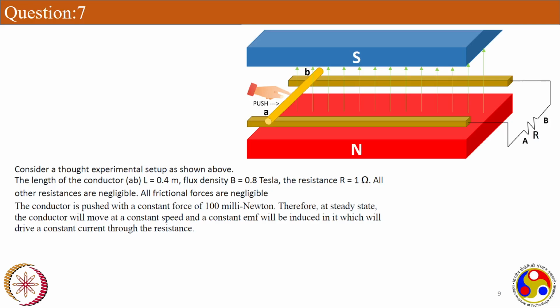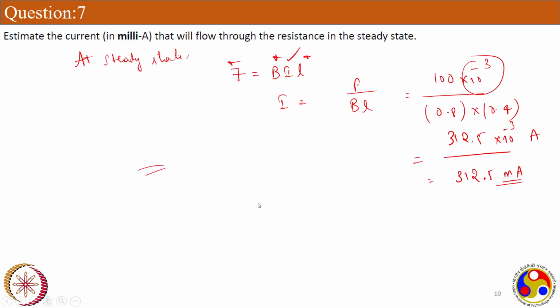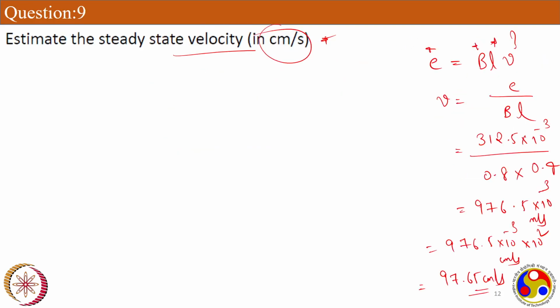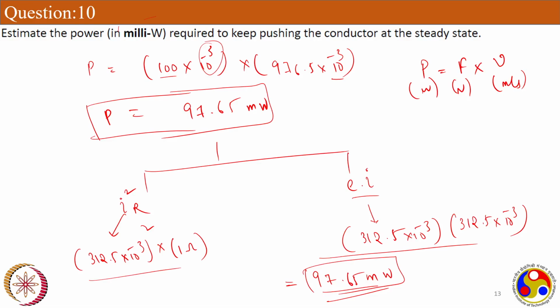So we solved some basic problems, and we saw how with just the equations F = BIL and E = BLV, we can solve the required questions. One more thing, if there are two unknowns in the equations and you are stuck, basic Ohm's law will also help you in calculating the current from the induced EMF. And we solved the velocity and finally the power equations. The power was cross verified with three different formulas: one using force and velocity, one with I squared R, and one with EI.